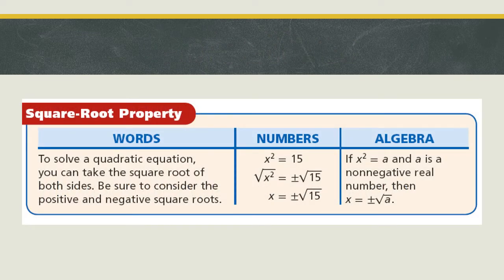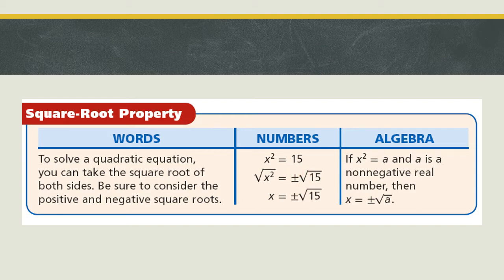The square root property, all right, you have this on the handout already. If you want to solve a quadratic equation, you can take the square root of both sides of the equation. So everything on either side of the equal sign. You always need to remember that you need to consider the positive and negative roots. So when you take the square root of a value, so you have x squared equals 15, when you take the square root of both sides, you have a positive and negative square root value.